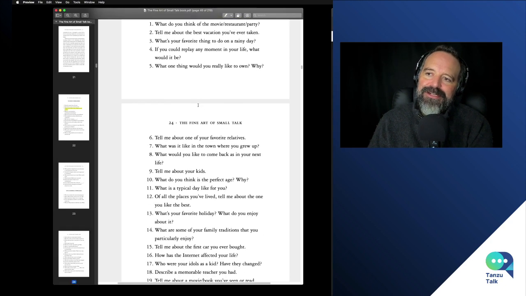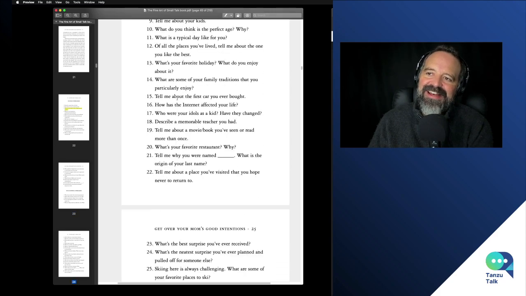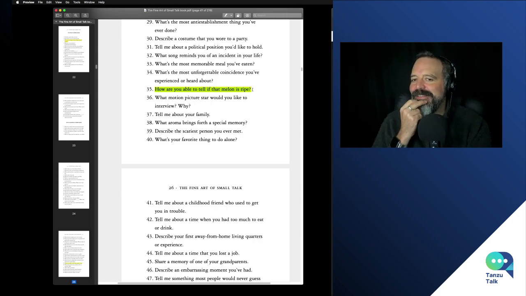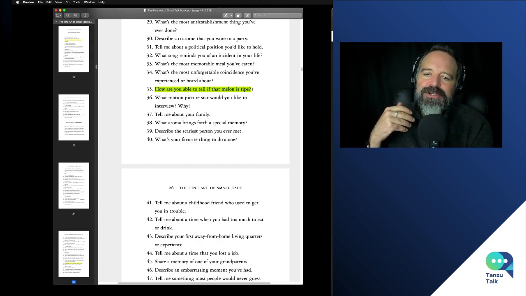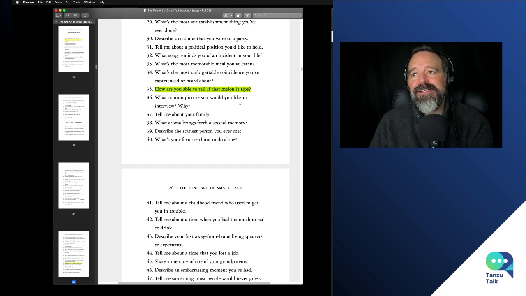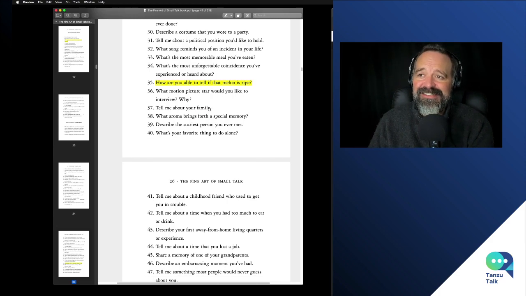And then another one. I don't remember this one, but it's great. This is more of a theme, right? How are you able to tell if a melon is ripe? Which is a good question. Many people have theories on when watermelons and melons and things like that are ripe. So with this kind of cooking and food stuff, I use this not as much as I should, but you can ask how you determine if the melon is ripe.